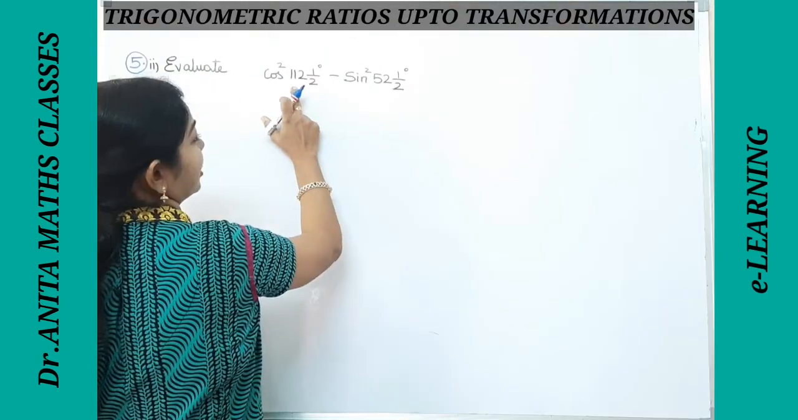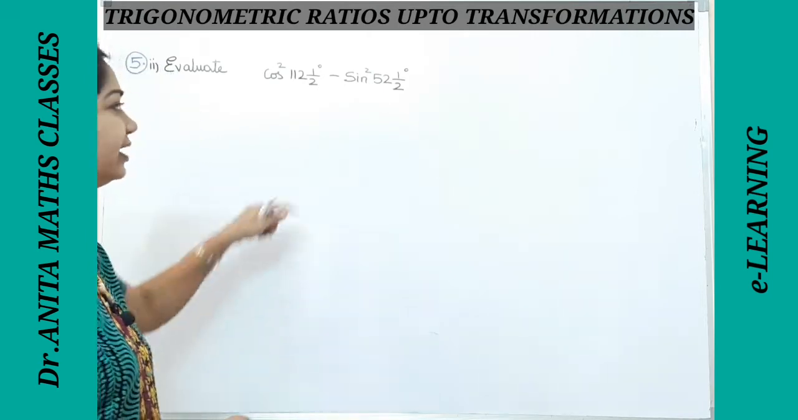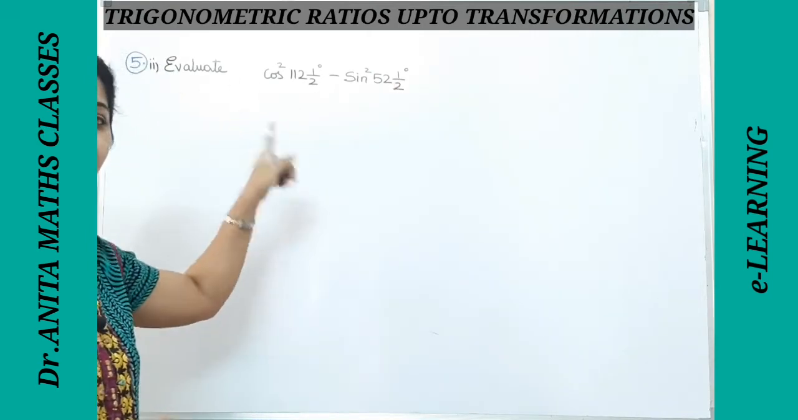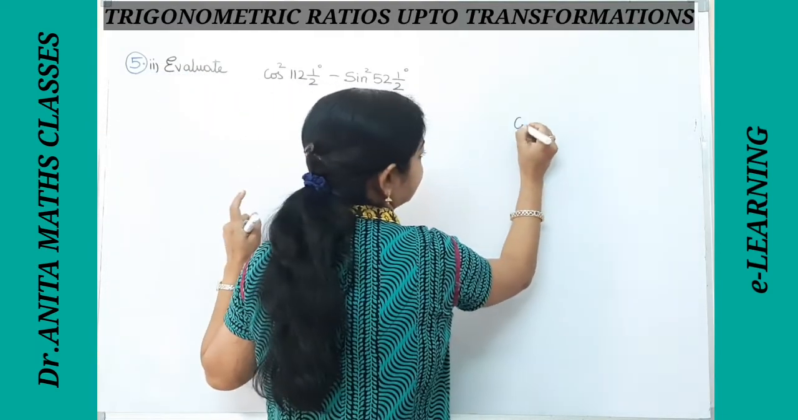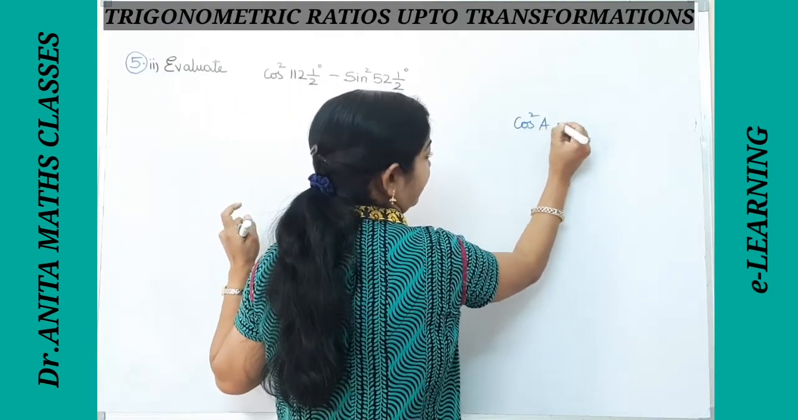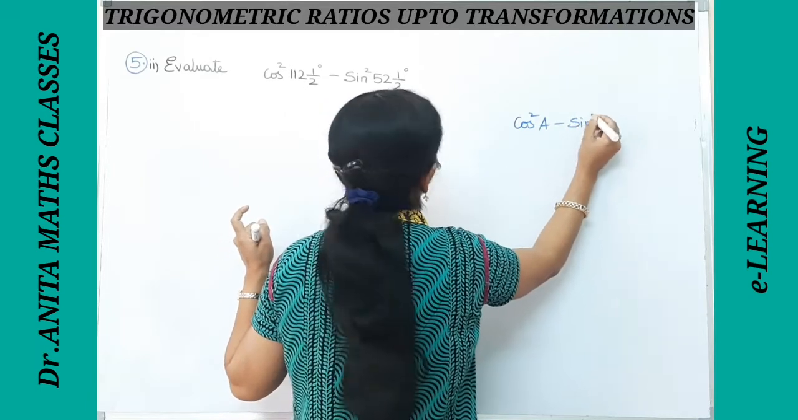This one: cos square 112 and a half and sin square 52 and a half. We do this the same way as in the first problem, but the formula, see here, let us take cos square A minus sin square B.